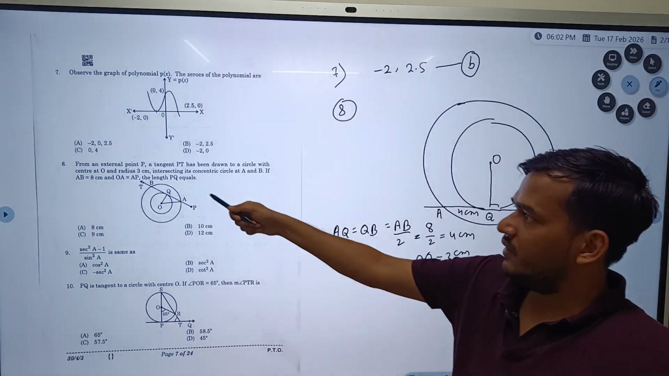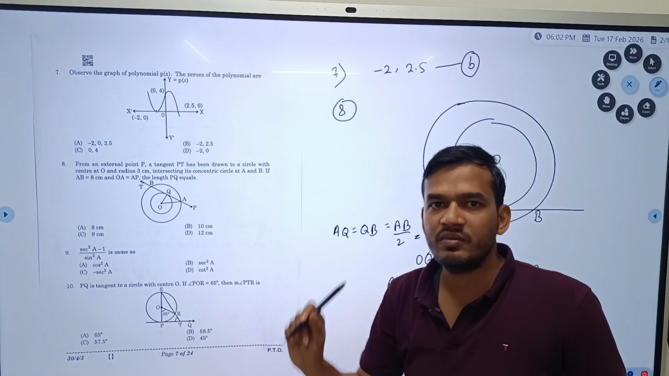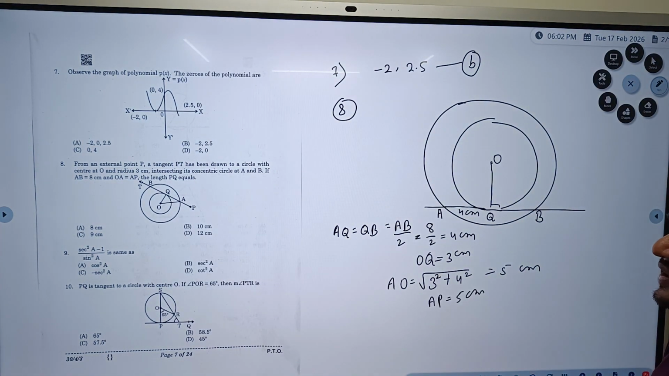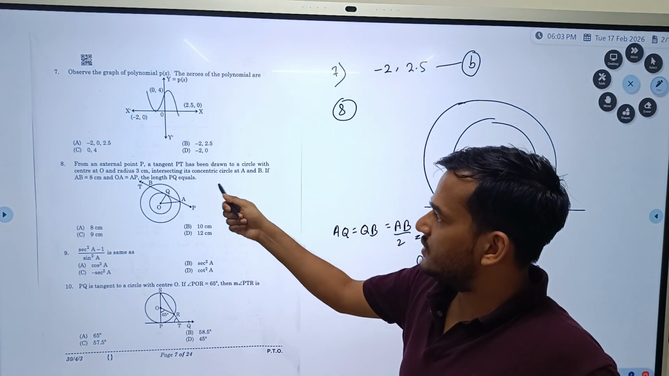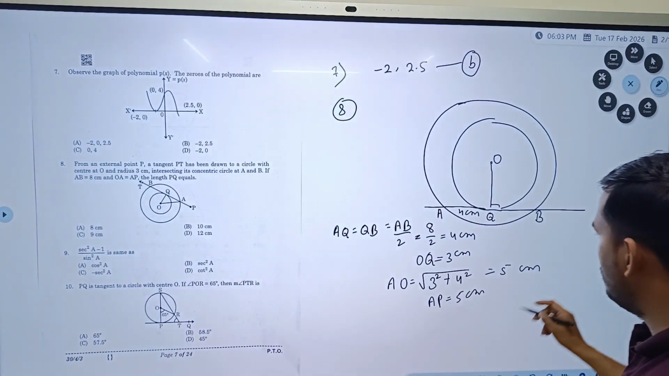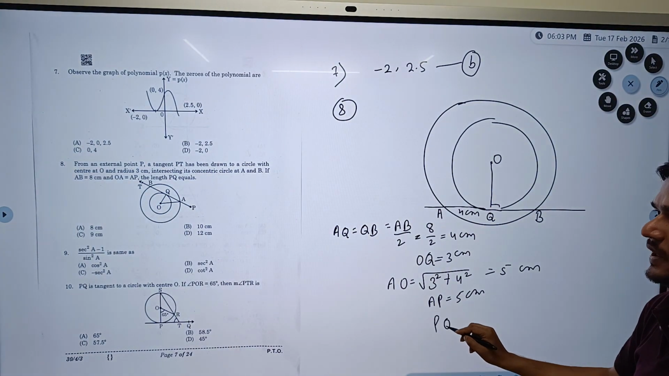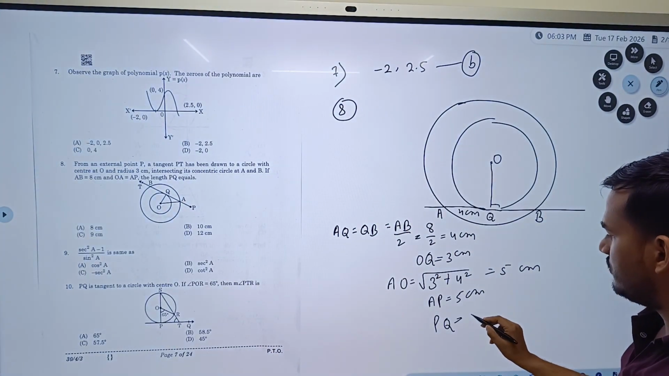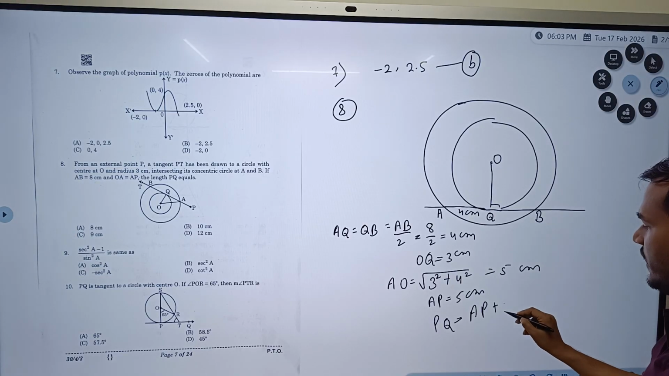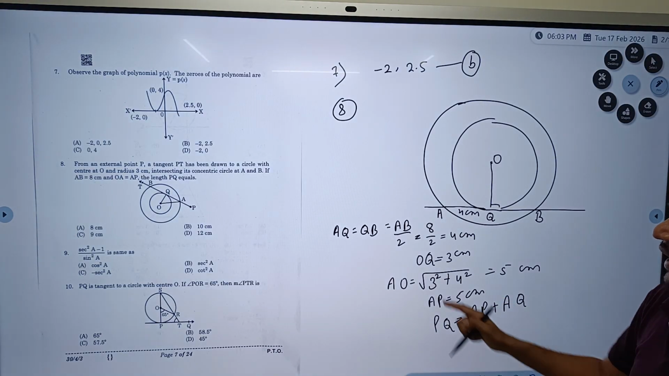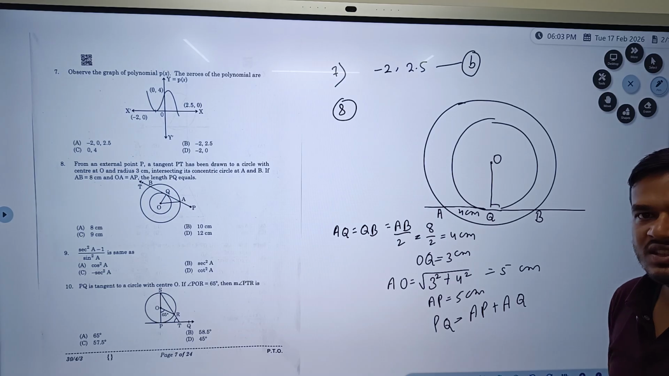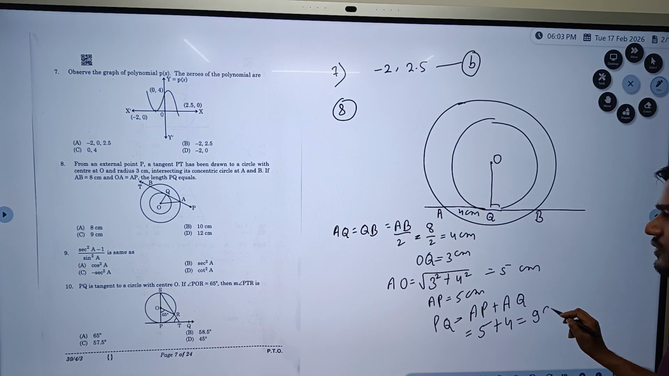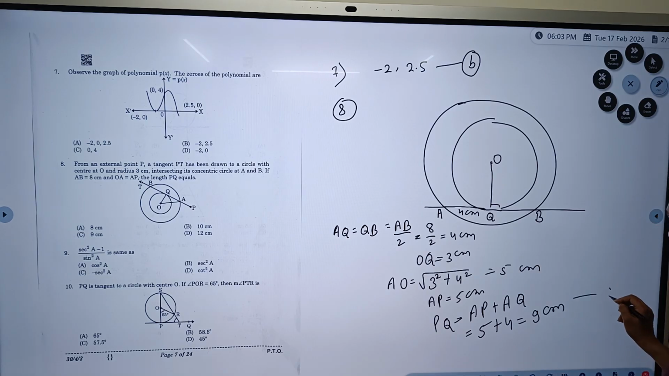Now OA, according to the question, OA is equal to AP. So AP is equal to 5 centimeter. So the length of PQ: PQ is equal to AP plus AQ. AP is 5 and AQ we have already calculated, that is 4. 5 plus 4, so PQ is equal to 9 centimeter. Option C.